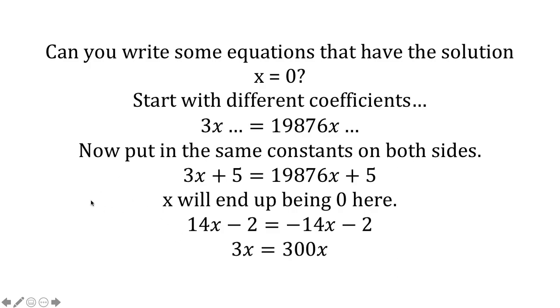You could also have this, right? In this case, the constant that I'm adding to both sides is just 0. I'm not adding any constant at all. So if I just have different coefficients for x and I make them equal to each other, this equation is true if x is 0. Think of it: 3 times 0 is 0, 300 times 0 is 0. 0 equals 0. Yeah, that works. x equals 0 works in this equation.